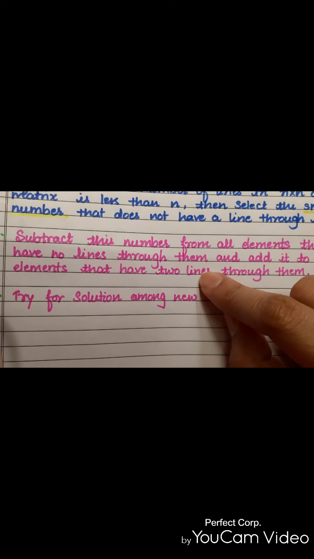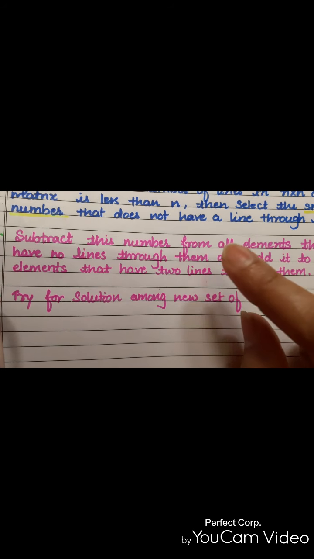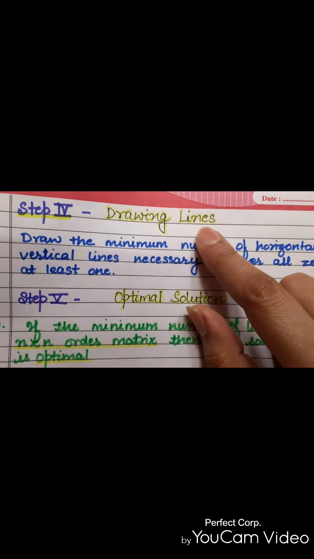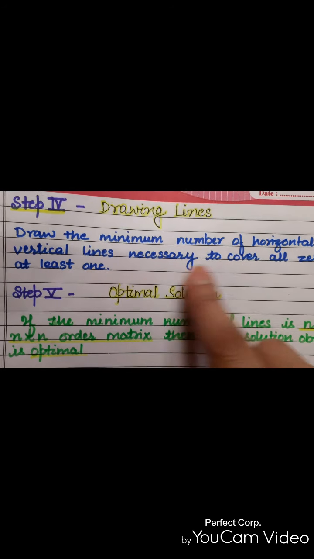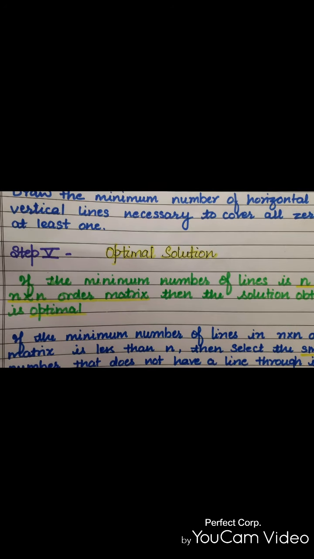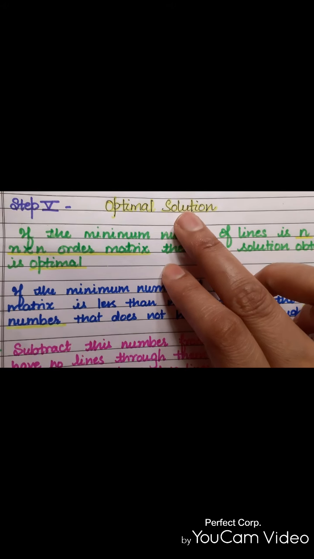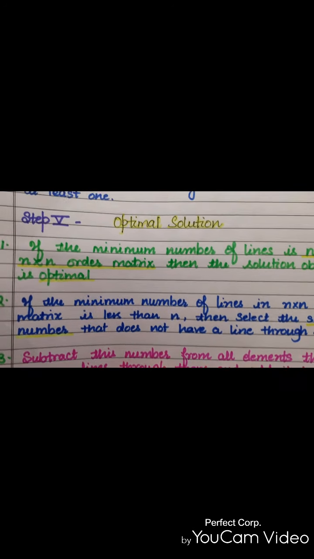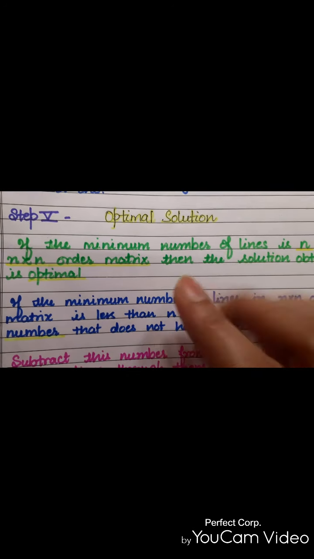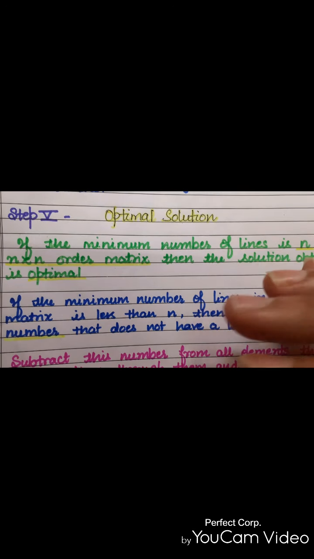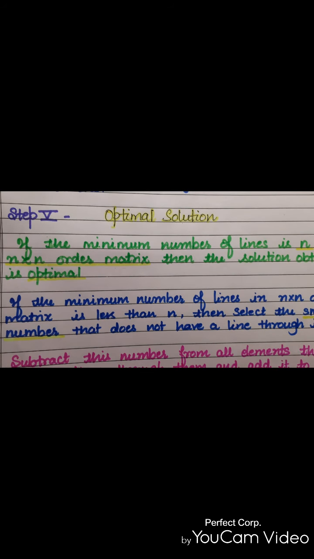After completing this step, you have to move on to the fourth step again. The fourth step is, again you have to draw minimum number of lines horizontally and vertically to cover all the zeros at least once. And you have to repeat this procedure again and again until you will find the optimal solution. So we will understand it in a better way with the help of an example. So I'm going to explain you the whole Hungarian method with the help of an example, and after that you will get the proper understanding of this method.